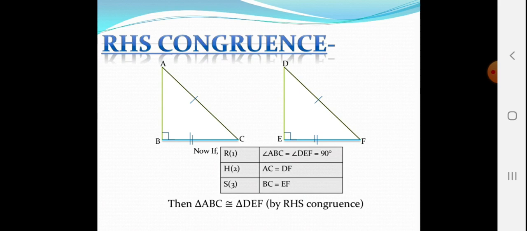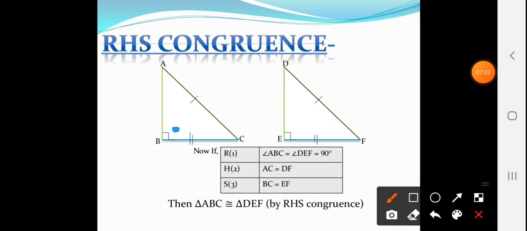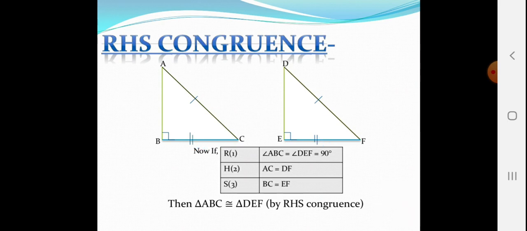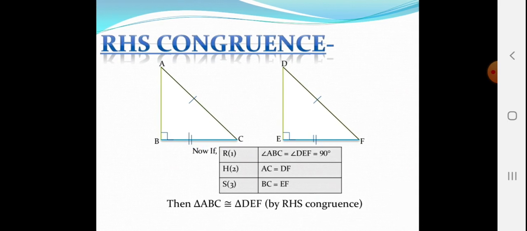RHS congruence. So first of all, for right angle hypotenuse side congruence, I need a right angle triangle. Here angle B is congruent with angle E, which is 90 degree, right? And BC is congruent with EF, and the hypotenuse AC is congruent with DF, right? So you can say that right angle triangle ABC is congruent with right angle triangle DEF. So they are congruent by the RHS congruency.